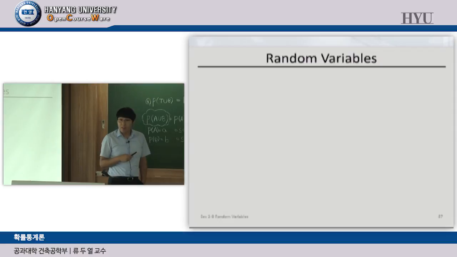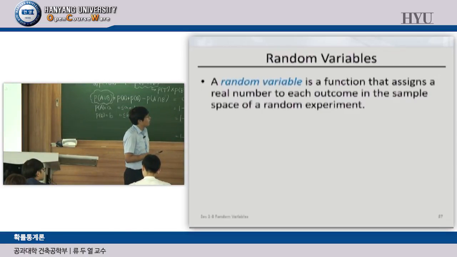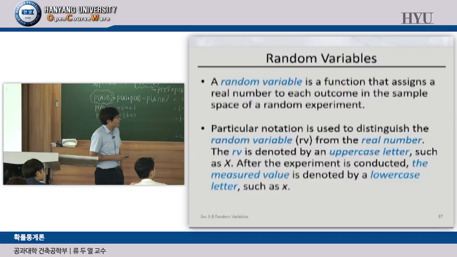Now we are going to study the random variables. The definition of the random variable is a function that assigns a real number to each outcome in the sample space of a random experiment. And the particular notation is used to distinguish the random variable from the real number. Normally the random variable is denoted by an uppercase letter, such as large X here. After the experiment is conducted, the measured value is denoted by a lowercase letter, such as small x. So large X indicates the random variable, and small x indicates the actual number of the random variable, okay? You can understand the definition of the large X, small x from the following slide.